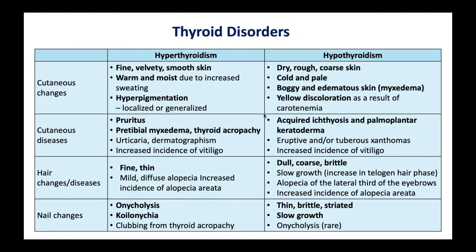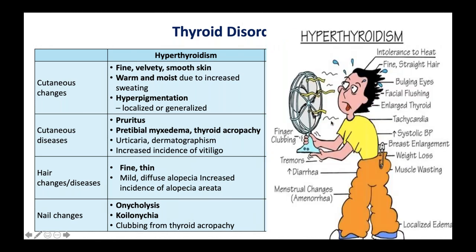Next, we come to the thyroid disorders, which are very important from the skin point of view. In case of hyperthyroidism, the skin is going to be fine, velvety, smooth. It's going to be warm and moist due to the increased sweating, and there can be hyperpigmentation, which can be both localized or generalized. There can be pruritus, pretibial myxedema, and thyroid acropachy. Both these are very important, and we'll be discussing them in greater detail. Then there can be associated urticaria, dermatographism, and an increased incidence of vitiligo.